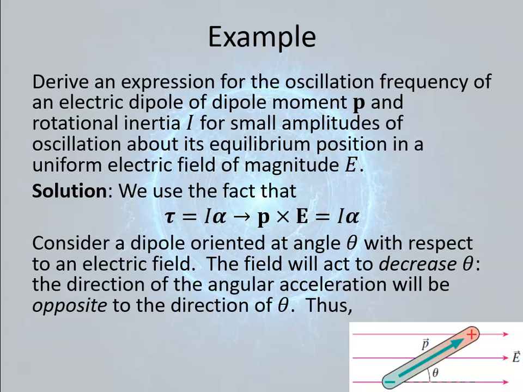And again, keep in mind that this torque is going to act so that the angle itself is going to be decreased. Since the magnitude of the cross product is just equal to the product of the magnitudes of the vectors times the sine of the angle in between the vectors, this P cross E becomes PE sine theta. And I slapped a negative sign in front of that because this torque is going to act to decrease theta. So that angular acceleration is going to be negative PE sine theta over I, after dividing both sides by I to solve for alpha.